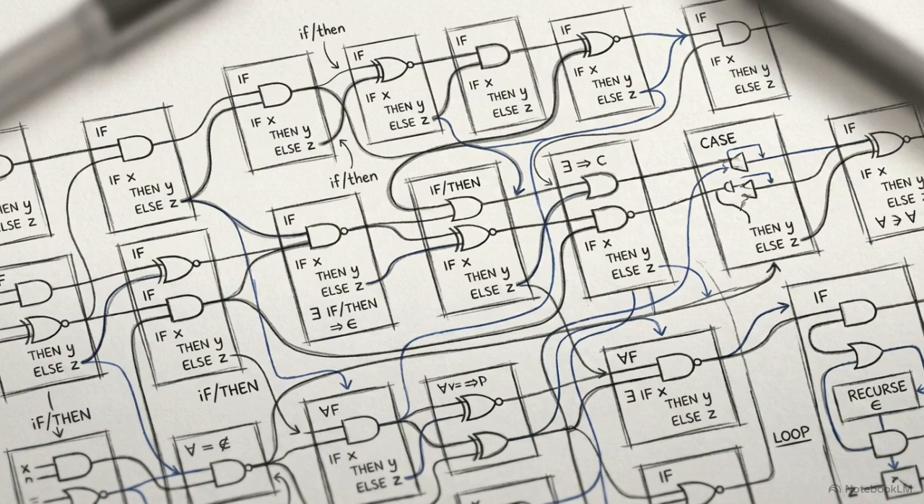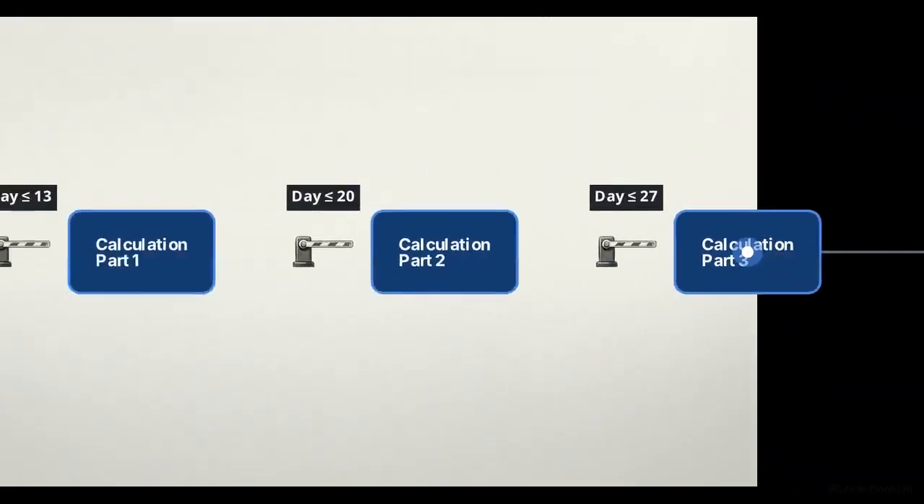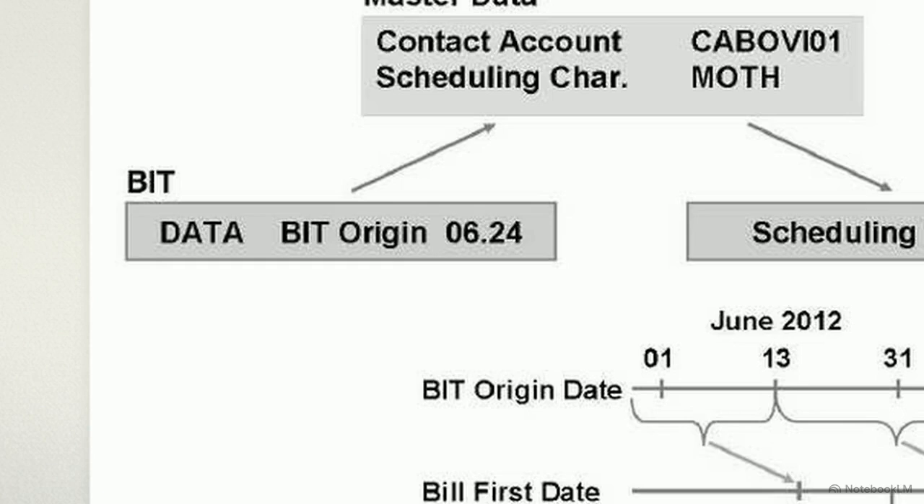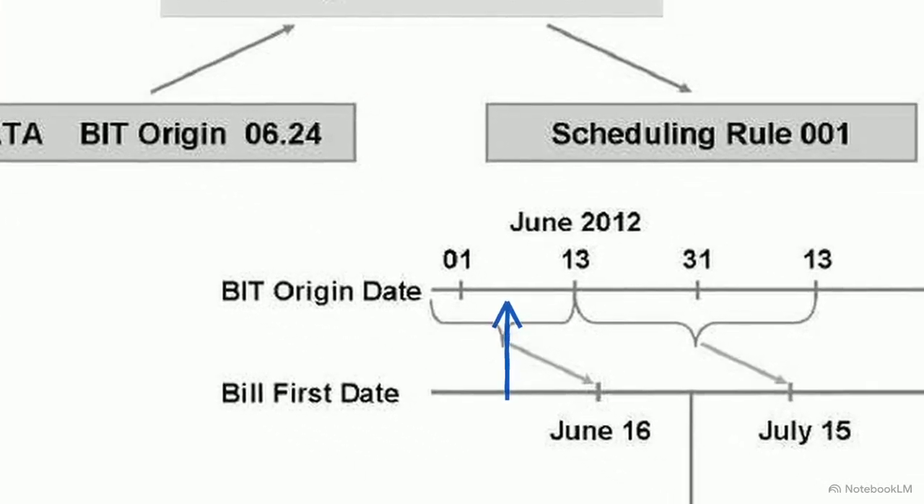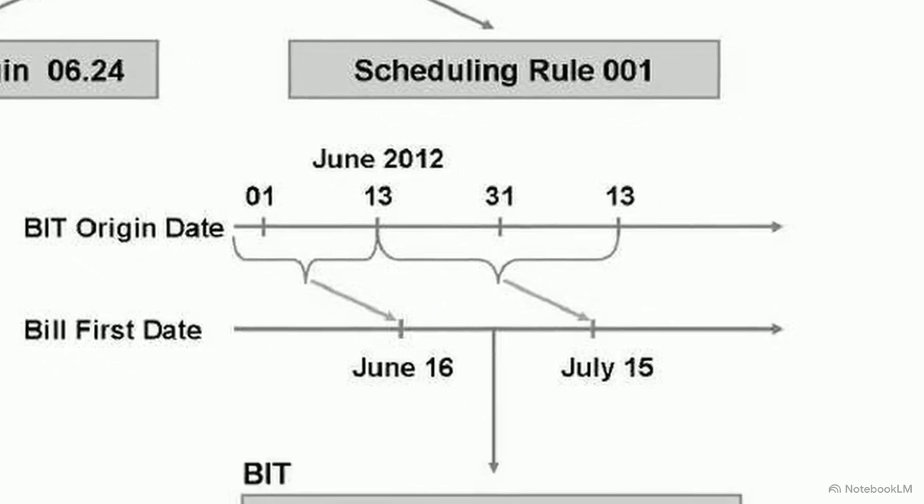To understand how the engine calculates the target date, we need to look inside Rule 0001. A rule is built from a sequence of calculation parts, each guarded by a date limit. This graphic maps out a test case. We have a billable item that originates in the system on June 24th. The engine runs its first check against calculation part 1, which has a date limit of the 13th. Because the origin day of 24 exceeds 13, the engine bypasses this logic entirely. It moves to calculation part 2, which has a date limit of 31. The 24th falls inside this threshold, triggering the math for part 2.